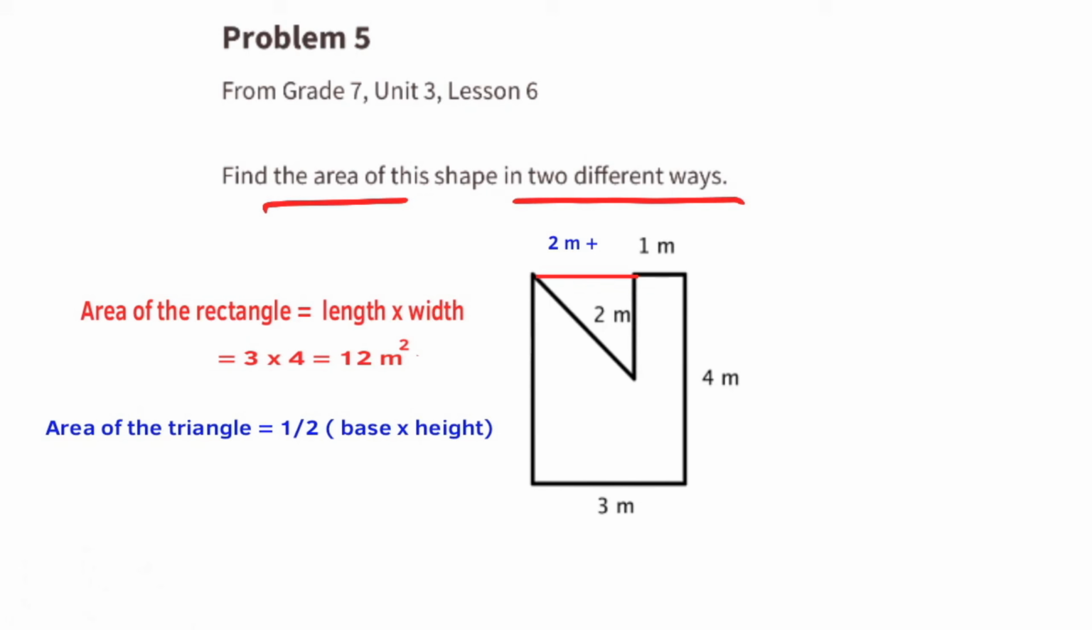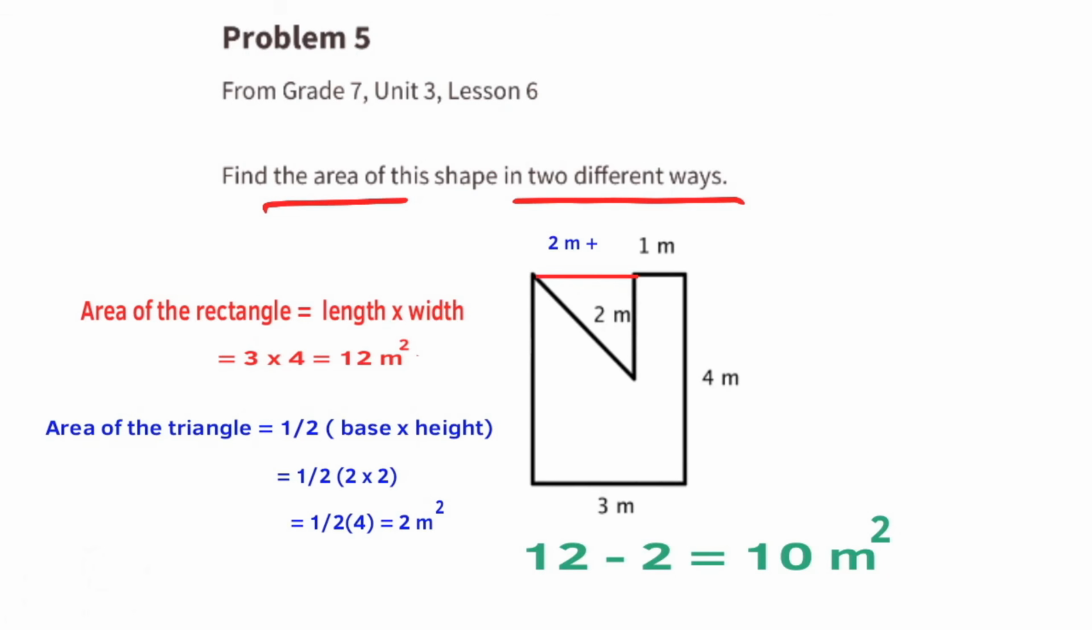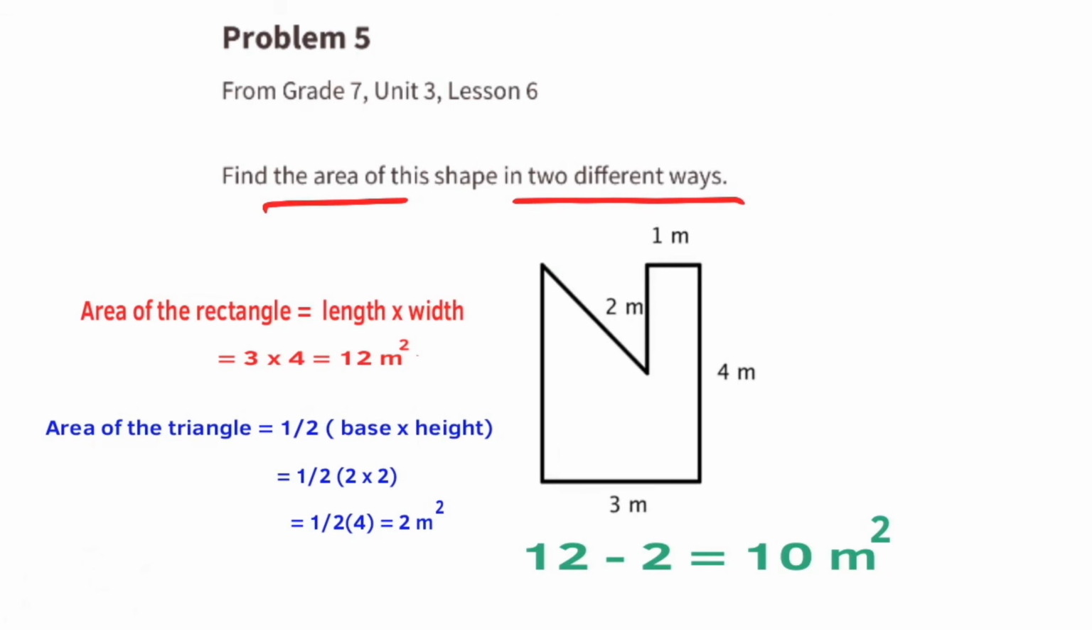This triangle has a base of 2 meters and a height of 2 meters. So half of 2 times 2. Since 2 times 2 is 4, half of that is 2. This triangle has an area of 2 meters squared. Now we need to subtract the area of the triangle from the area of the rectangle. 12 meters squared minus 2 meters squared equals 10 meters squared. The area of this shape is 10 meters squared.